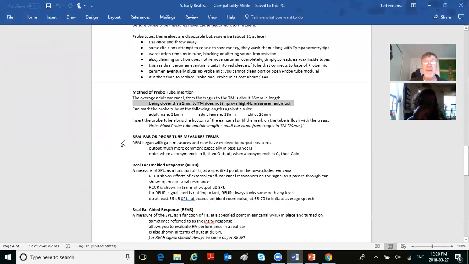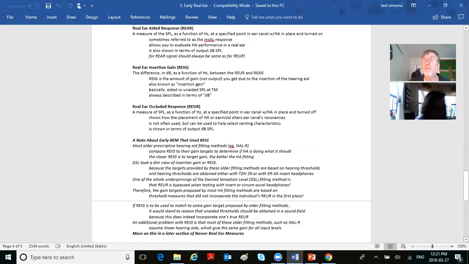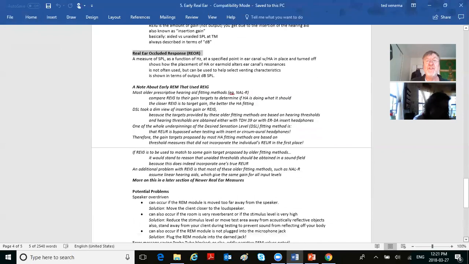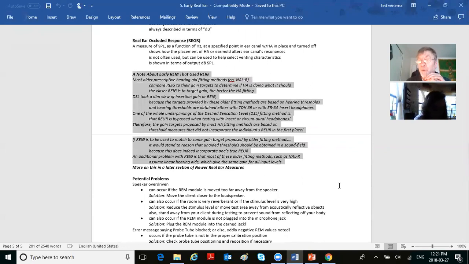And then the rest of this just goes, here's your terms, REUR, REAR. Okay, all of this is just listing. So the notes here are just giving you the verbal stuff that we've covered, REIG, real ear occluded response. Okay, and now read with me what we see in italics here. Let's highlight this and read it together. Because here's what happened that changed old real ear into today's real ear.